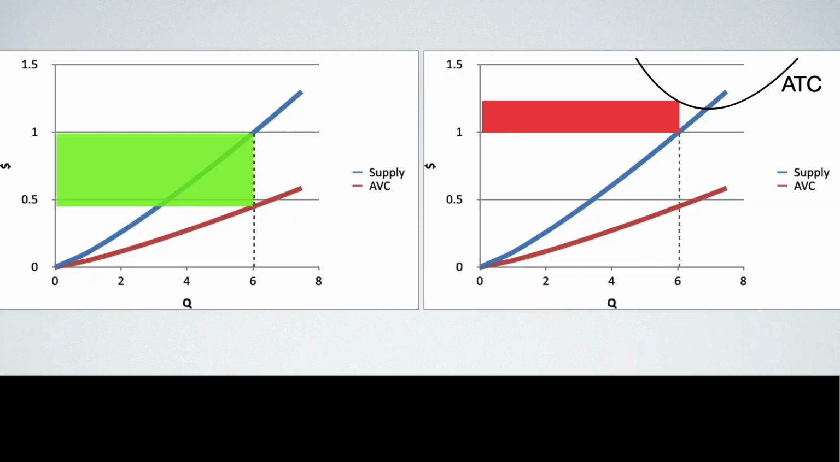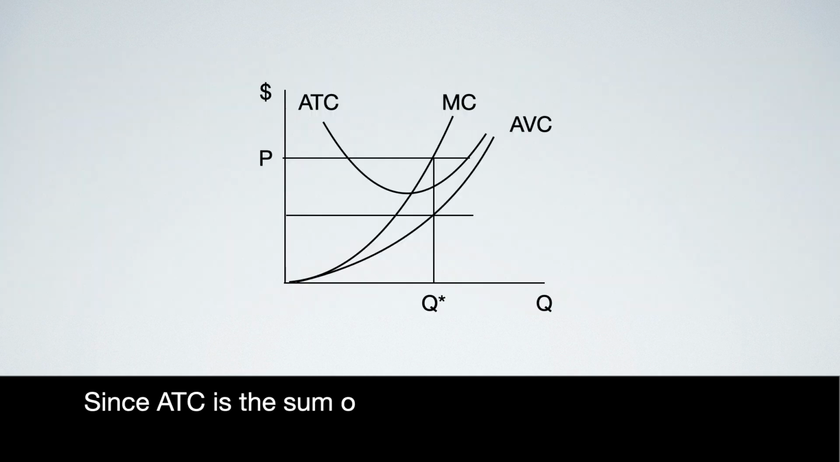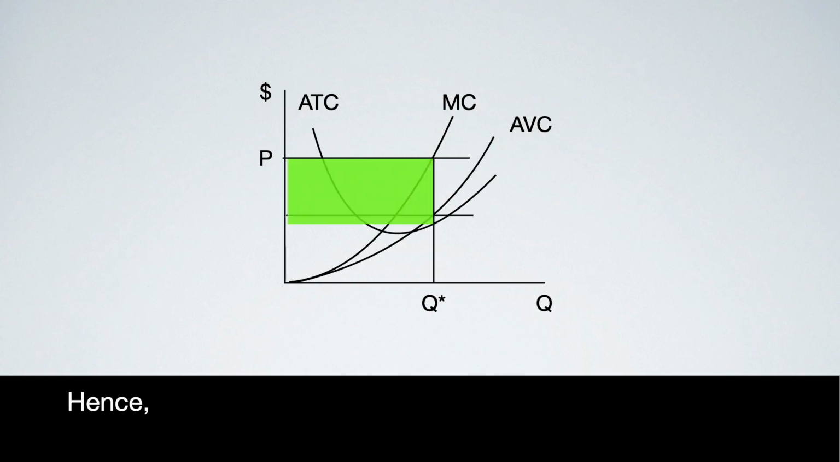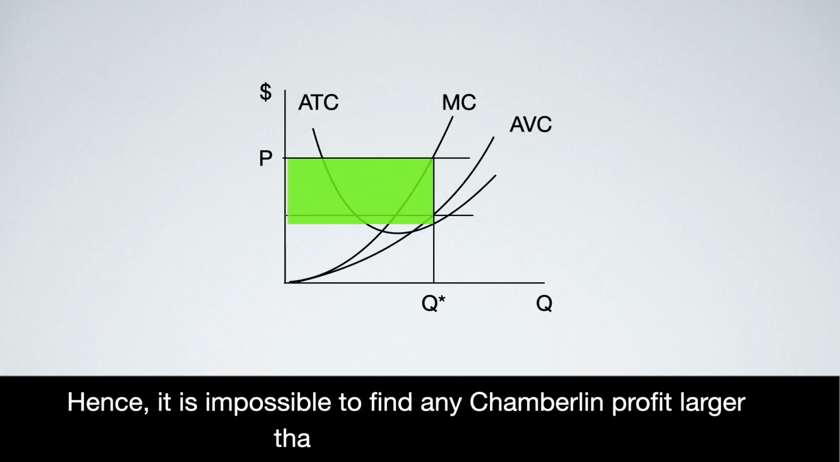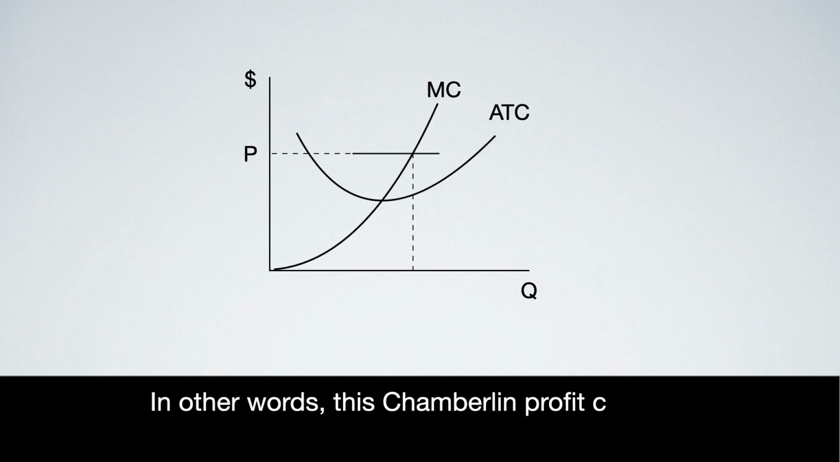Scenarios of Chamberlin profit. Given a normal profit, there are many possibilities for Chamberlin profit. Since ATC is the sum of AVC and AFC, ATC always lies above AVC. Hence, it is impossible to find any Chamberlin profit larger than the normal one. In other words, this Chamberlin profit cannot keep increasing.